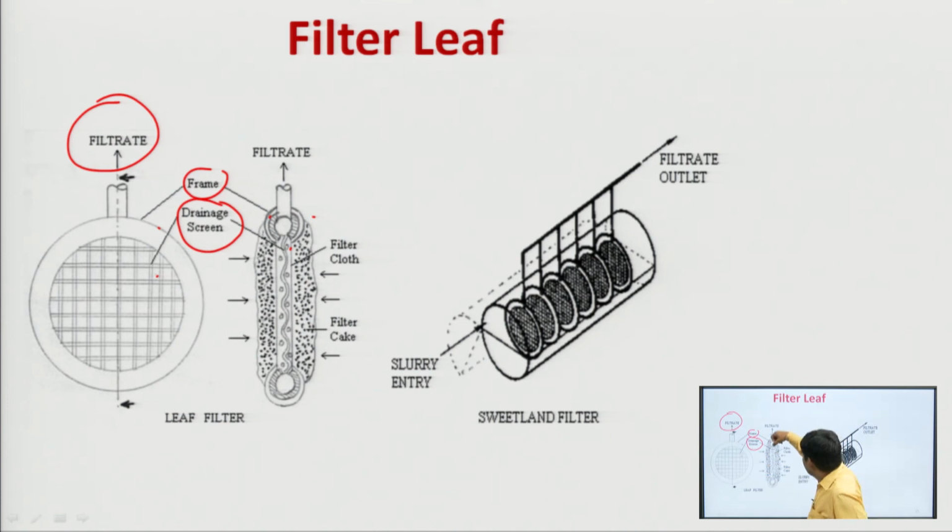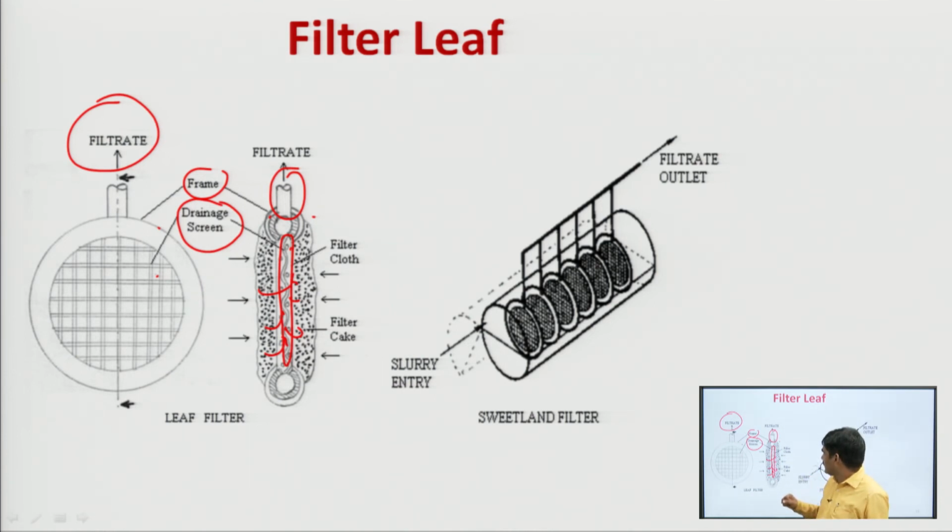After applying vacuum to this portion, what happens? The liquid passes into it, the filtrate enters this drainage system, and the cake is deposited over the filter cloth. As soon as the liquid passes through this screen into this area, the filtrate is collected out.